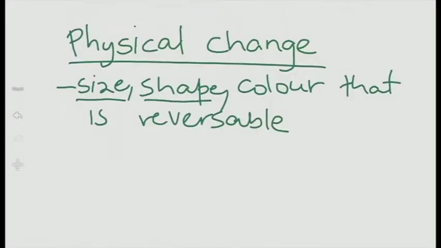The size of the ice cube, did it change? They change. The shape of the ice cubes, did it change? They change. Although the color maybe didn't change, all in all, the change is reversible. That is what is meant by a physical change. So some states change in a physical change, meaning they change and they can be reversible.